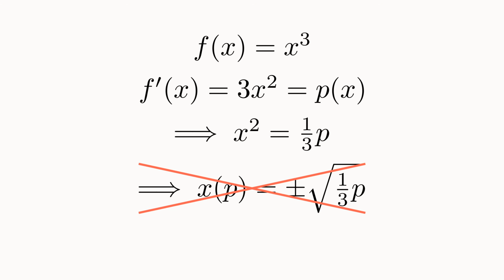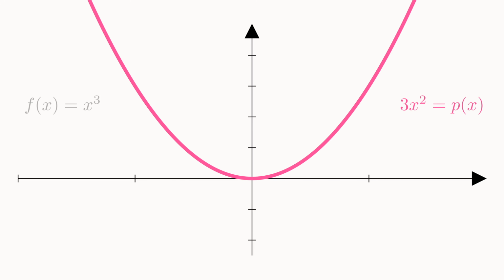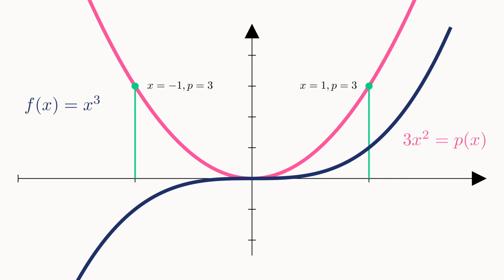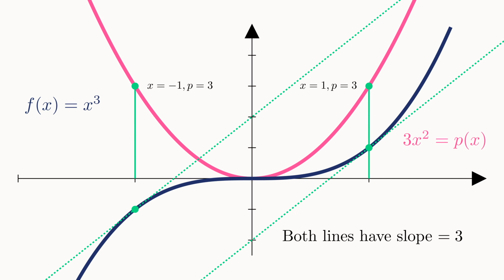What this means is that there are many pairs of points that have the same slope. We can see this visually if we plot the derivative. With the exception of the origin, we are always able to find 2 points that have the exact same value. And in terms of f of x, these values correspond to producing the exact same slope for 2 tangent lines.